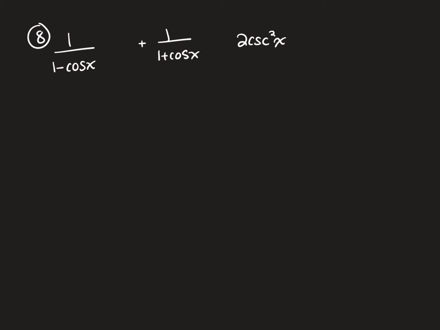So what I'm going to do is remember that this is one factor, this is another factor. So I'm going to have to multiply my first fraction by 1 plus cosine of x over 1 plus cosine of x. And then I'm going to have to multiply the second fraction by 1 minus cosine of x over 1 minus cosine of x. Okay, I'm going to do this in a couple of different steps here.